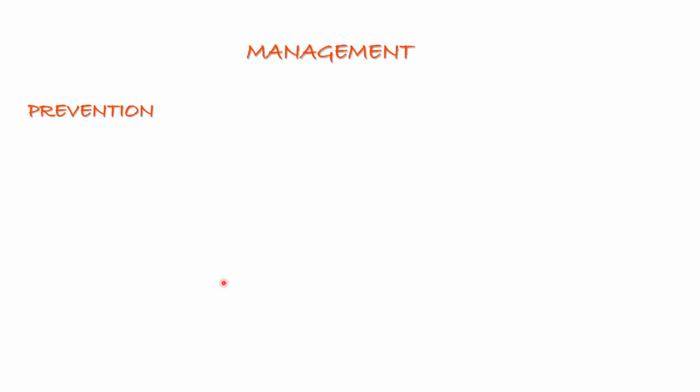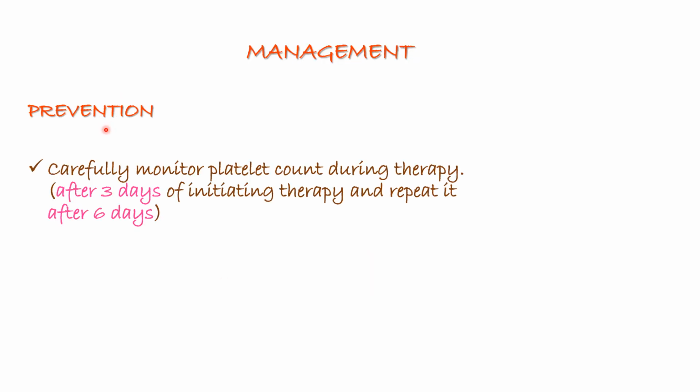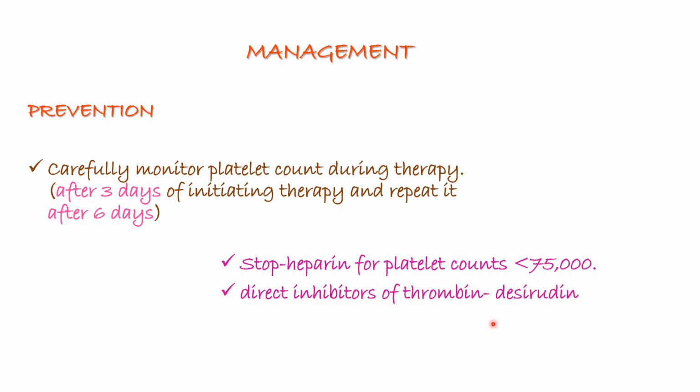So in terms of management, you begin with prevention. This is after you have given your heparin, you carefully monitor your platelet count during that therapy, usually after 3 days after the initiation of the heparin, and you repeat it after 6 days. Now the treatment: the first thing, you stop heparin when our platelet count reaches less than 75,000. When you stop heparin, because you have to continue with blood thinners, you replace it with direct inhibitors of thrombin that include desirudin, argatroban or dabigatran.